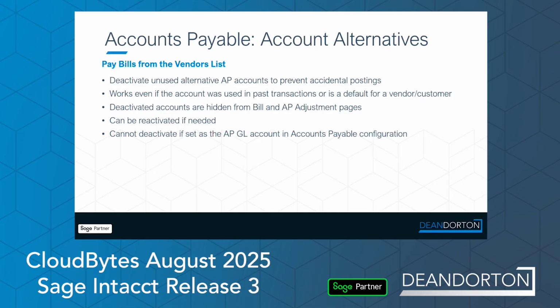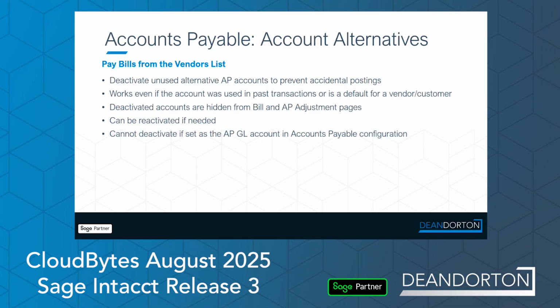AP account alternatives. If you're going to do this, make sure that you have deactivated unused alternative AP accounts to prevent any accidental postings. Deactivated accounts are hidden from bill and AP adjustment pages. And you cannot deactivate if set as the AP GL account in AP configuration.